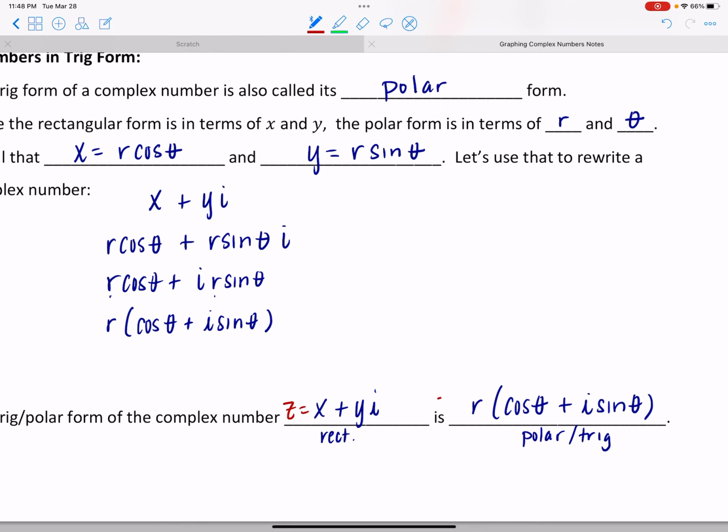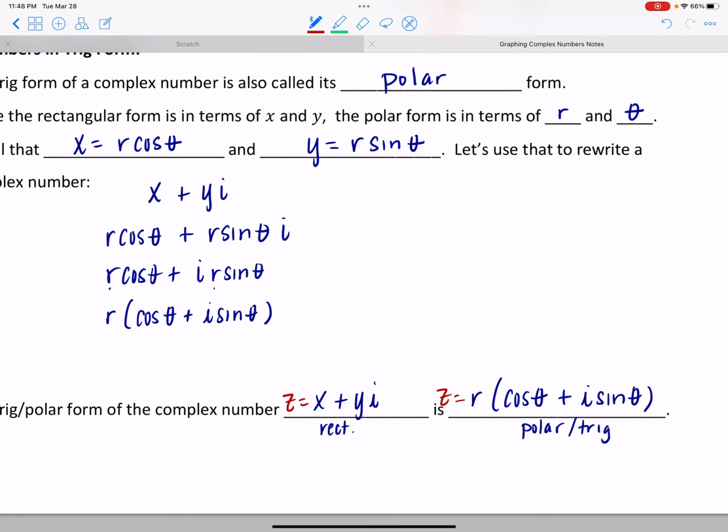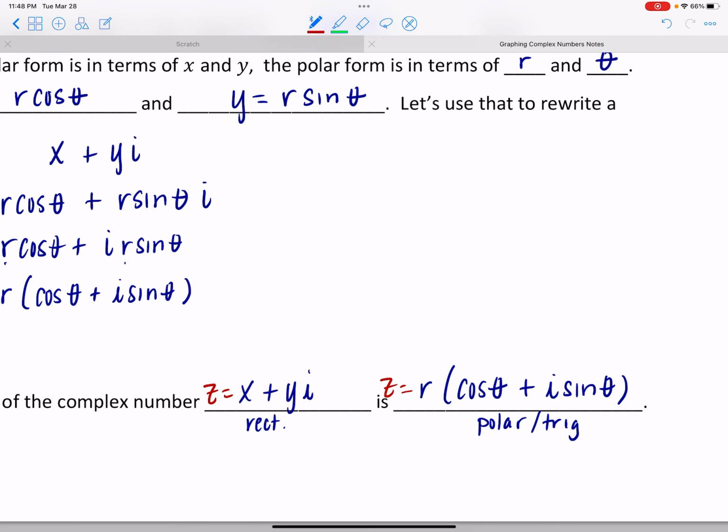I could do that here as well. I could say z equals. You'll see z in there sometimes. If you didn't have that notation, though, it wouldn't be the end of the world. And now this second one, this trig form, the polar form, actually has an abbreviated version.